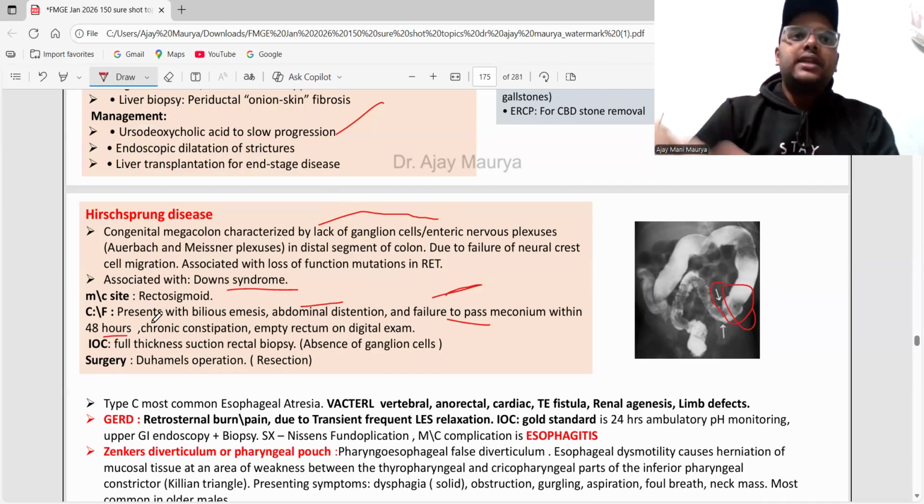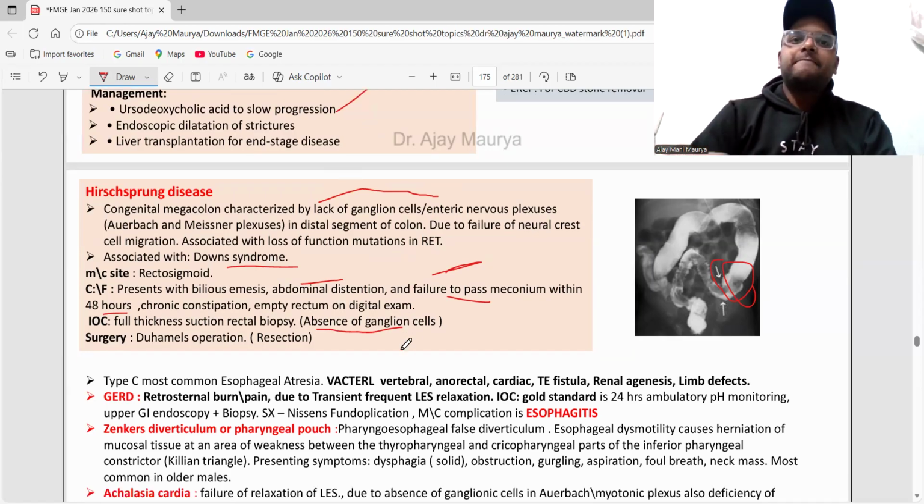There is a full thickness rectal biopsy. You will see there is an absence of ganglion cells. Surgery, what is surgery? Duhamel's operation. That is the resection.